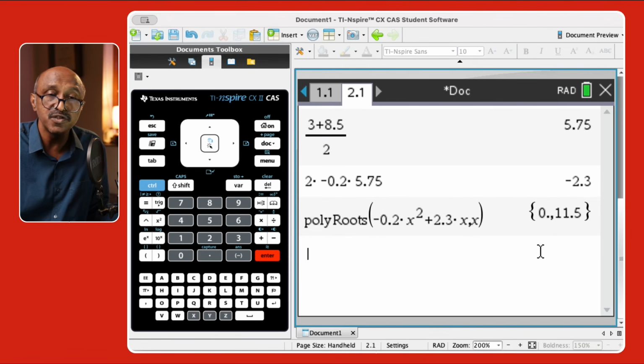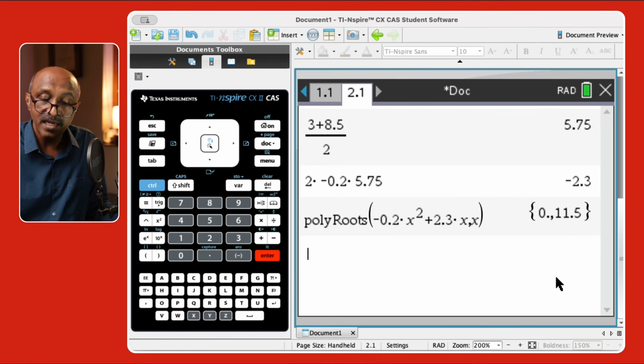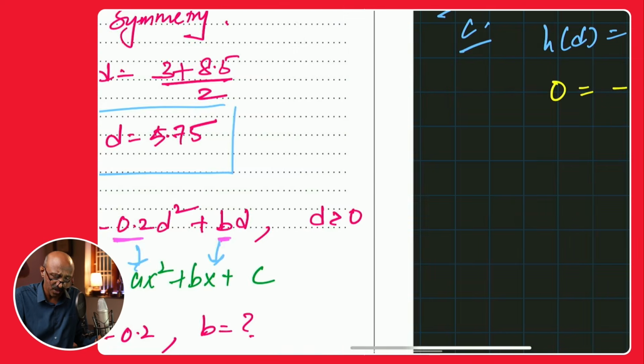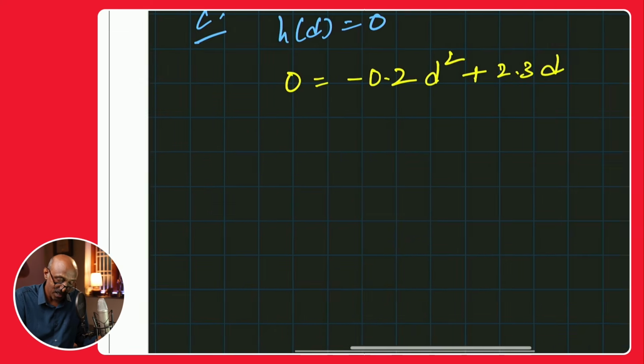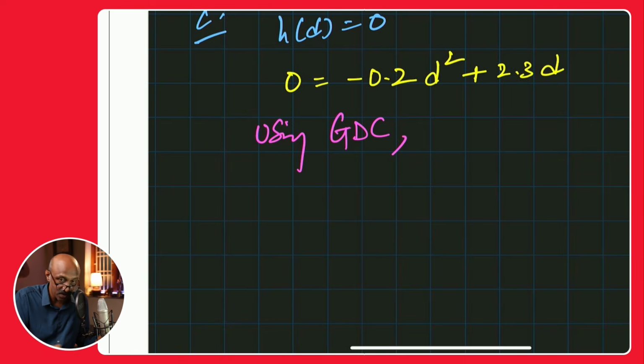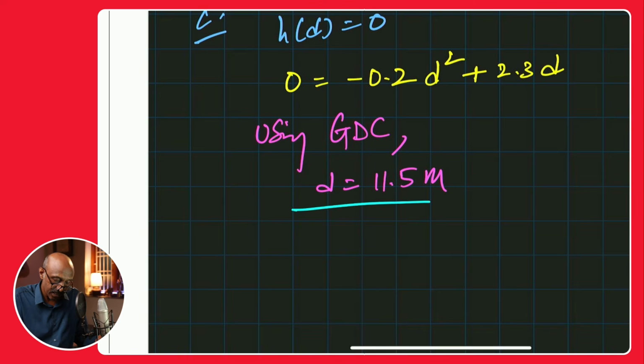It says two values, right? A quadratic is going to have two values. The first value is 0, the second value is 11.5. We're not going to write 0 obviously, because 0 would mean there's no horizontal distance, and that's the initial one. The first one, when the height was 0, the horizontal distance is 0. The second, where the height is 0, that value is 11.5. And here we need to write the units. So here we can say using GDC or using my graphing calculator, I got the value of D as 11.5 meters. That is 12C.